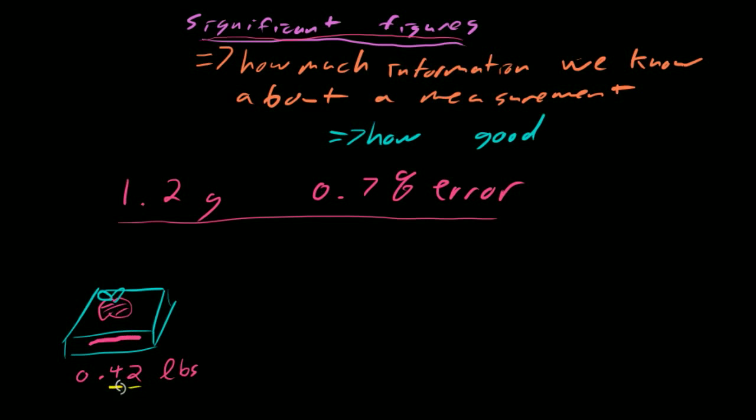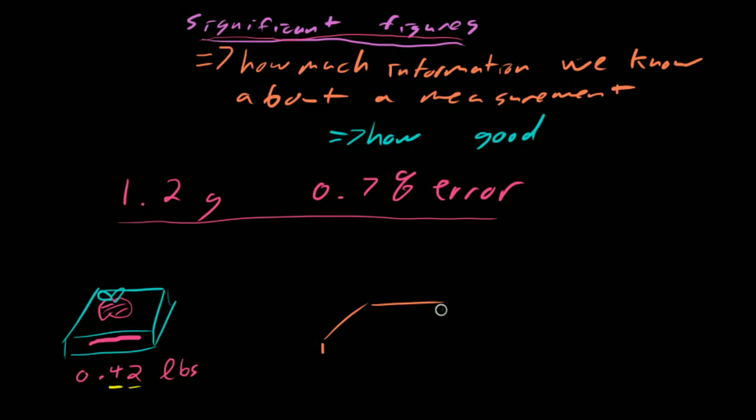So there are only 100 different possibilities of how much this apple could weigh in this example. And let's say I just really wanted to know more information about how much this apple exactly weighed. So I went to, let's say I went to a lab.